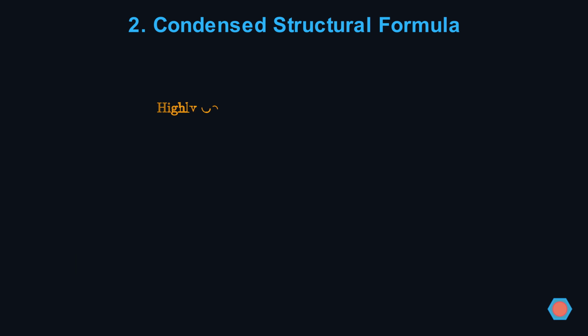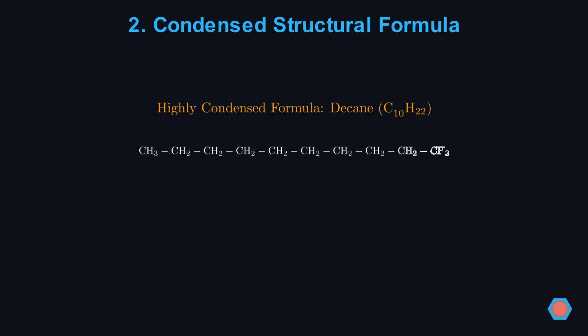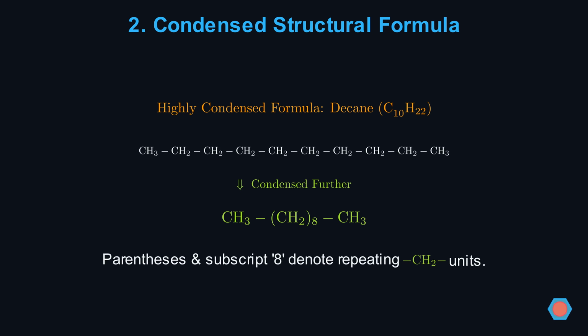It's important to note that for longer chains of hydrocarbons, the condensed structural formulas can be even more condensed. For example, decane represents 10 carbon atoms. Its molecular formula is C10H22. It has a long chain of 10 carbon atoms expanded out. However, its condensed structural formula can further be condensed to this, where the parentheses and the subscript outside of it denote the CH2 groups in the chain.